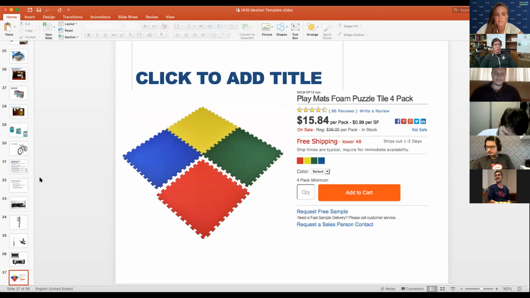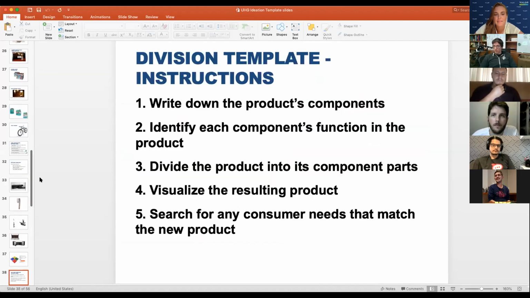Okay, so what I want you to do is think about your own products and say, okay, what can I do? Where can I apply the proverbial scissors and create something new and different? Okay, these are your instructions. Again, we're going to write down the components. We're going to identify the function of the component. And then we're going to divide the product into component parts and see what we get.